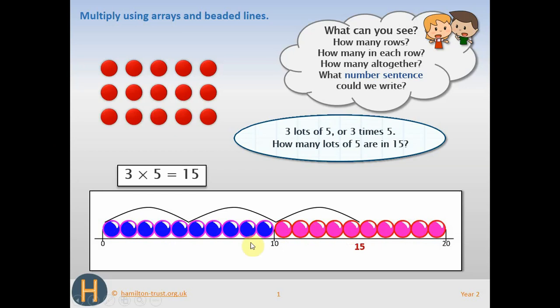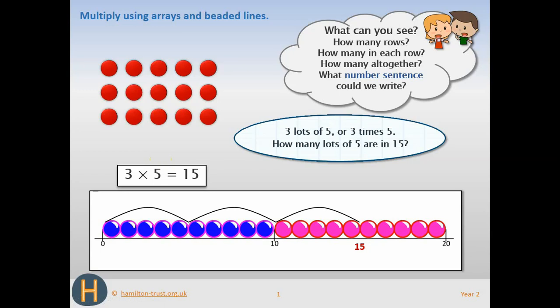Now throughout this you'll see the use of a number line to do it. If you don't like that, don't do it. Use the arrays, whatever you're happiest with. If you're happy counting up in your 5s, 5, 10, 15 on your fingers, do that. There's no point in doing something that confuses you.